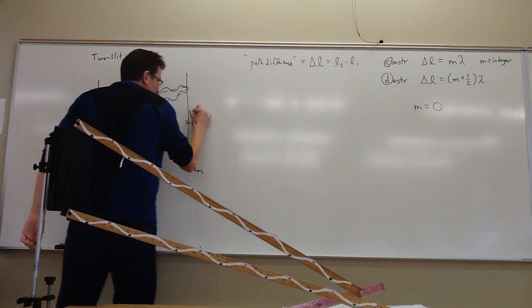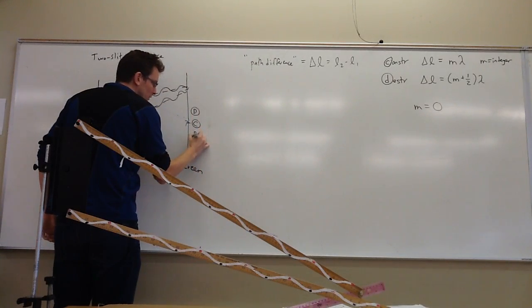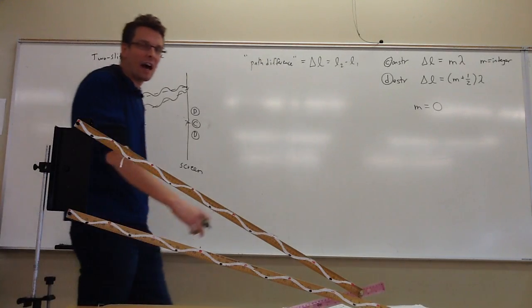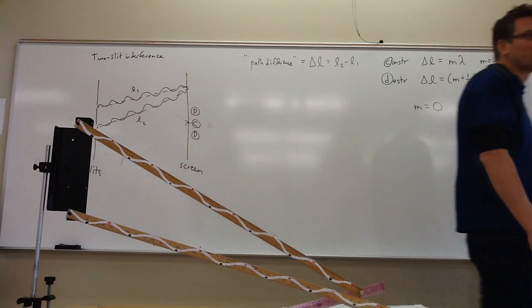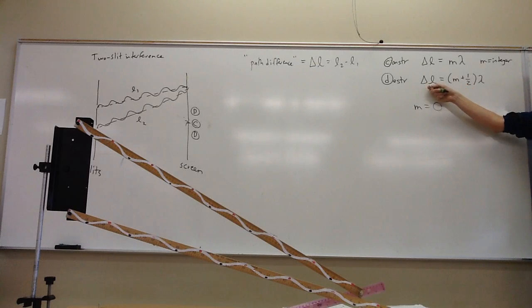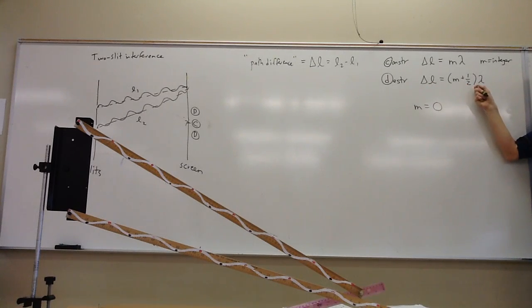Then you'll have destructives on both sides. And that is when the path difference is enough to cause a half a wavelength of offset. That is the m equals 0 solution to this one, right? If you plug in m equals 0 here, you get the path difference is half a wavelength. Okay?